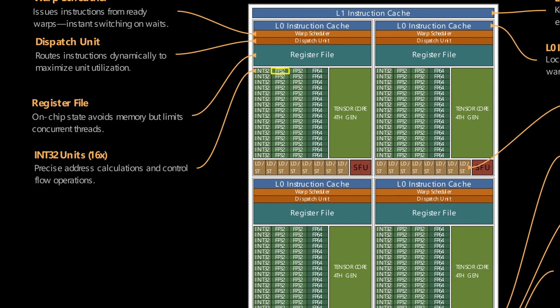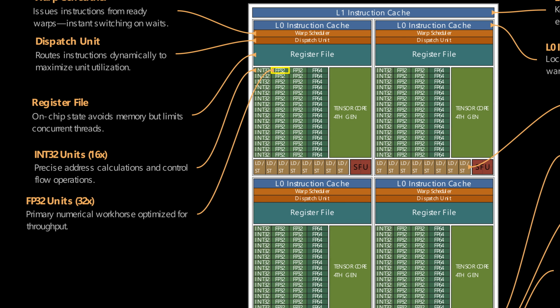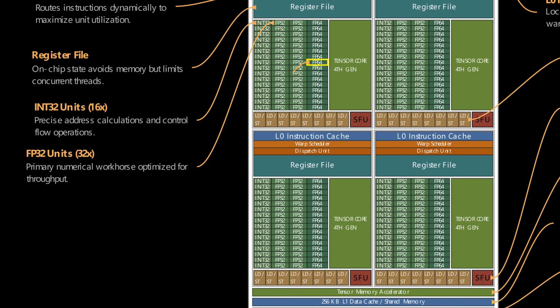The FP32 unit performs 32-bit floating point calculations, handling most numerical work in kernels. It is designed for high throughput, keeping many threads busy rather than finishing one calculation as fast as possible. The FP64 unit handles 64-bit floating point calculations for high precision work. It is slower than FP32, so use it only when needed to avoid reducing throughput.